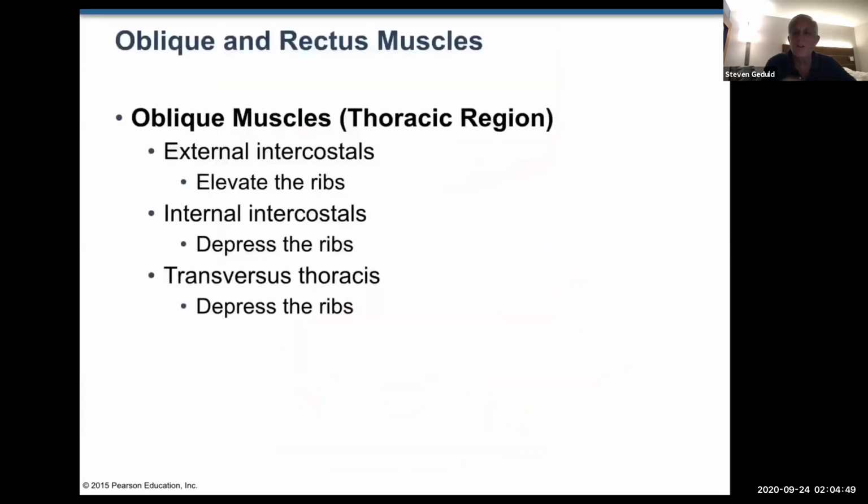Okay, oblique muscles in the thoracic region. Okay, you have external intercostal muscles that elevate your ribs. Okay, so these elevate the ribs. You have internal intercostals, which depress the ribs. Okay, and you have transverse thoracics, which depress the ribs. Okay, they have different functions during breathing.